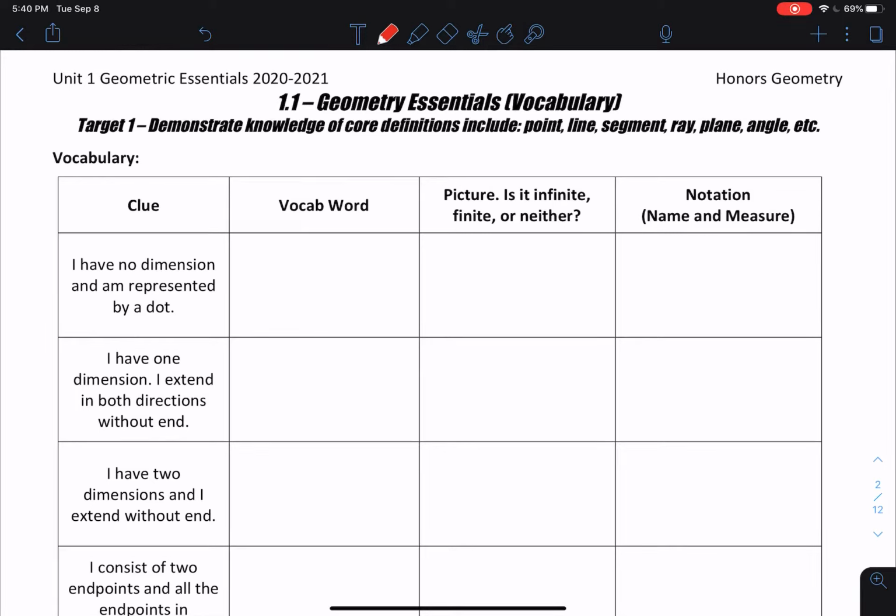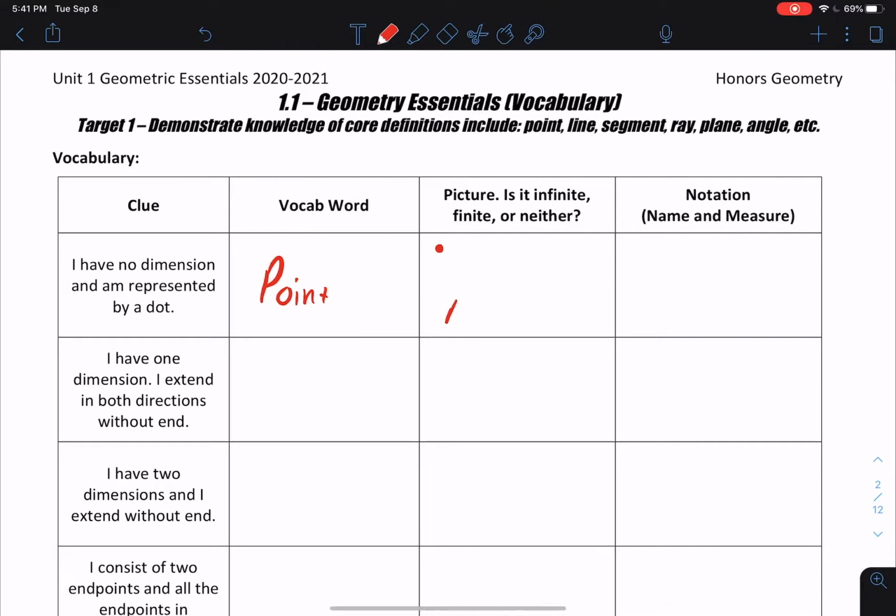Let's start out Unit 1 by going over some essential vocab. So, here's kind of a semi-definition or a clue to the word. I have no dimension and am represented by a dot. This is known as a point. You graphed points before. They just look like dots.